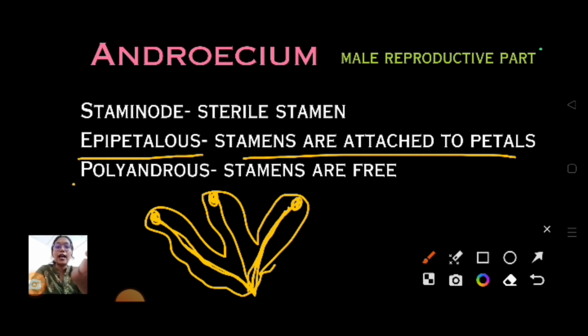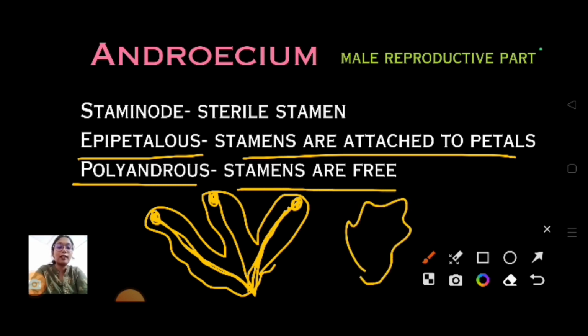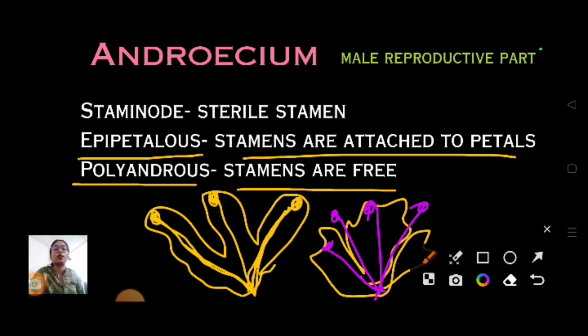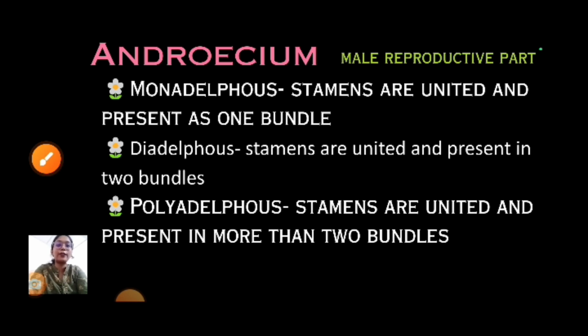And polyandrous condition you can see in stamens where the stamens are free. Like in hibiscus we can see they are free. It's like this. They are free, not jointed with the petals. Epipetalous condition where the stamen, the male part, is joined with the petals. Is it clear? Okay, moving on to the next slide.